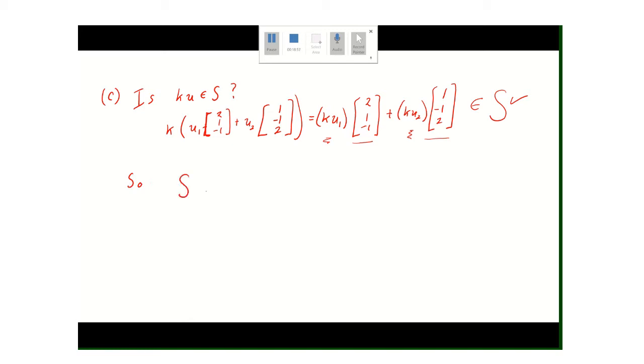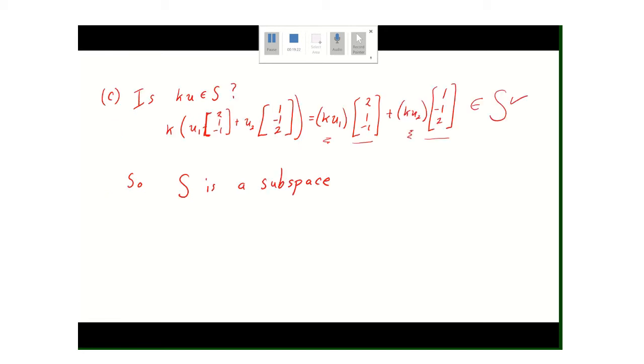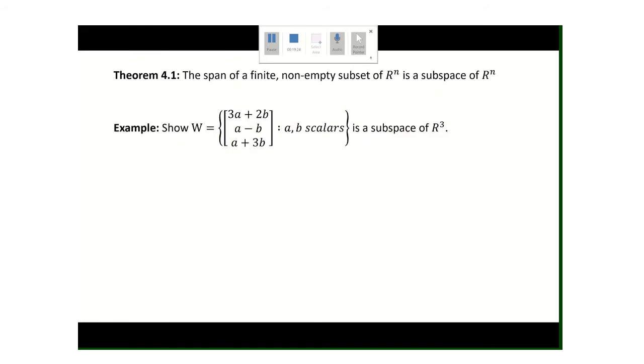So S is a subspace. It satisfies all three of those conditions. It is a subspace. But notice what we have. I gave you two vectors and said, here, I want to look at the span of these vectors, and is it a subspace? Well, my equation showed that the span is a subspace. That leads to this theorem.